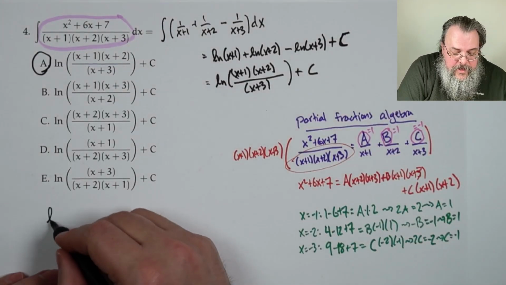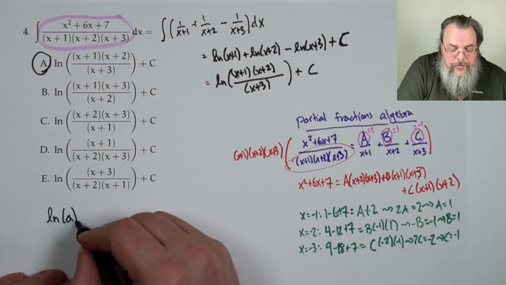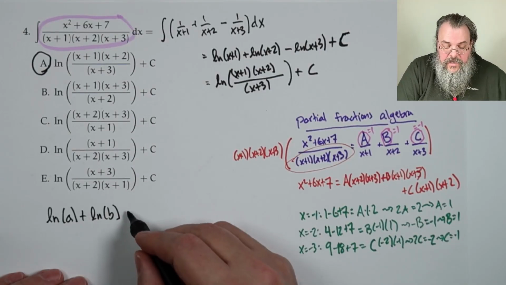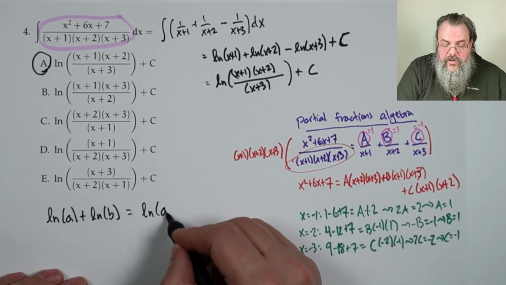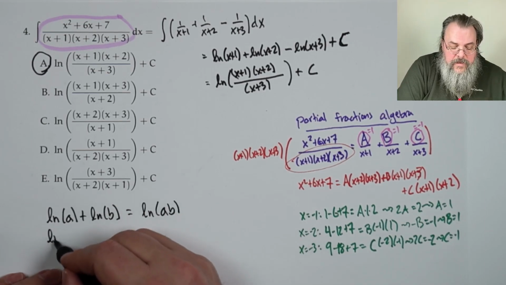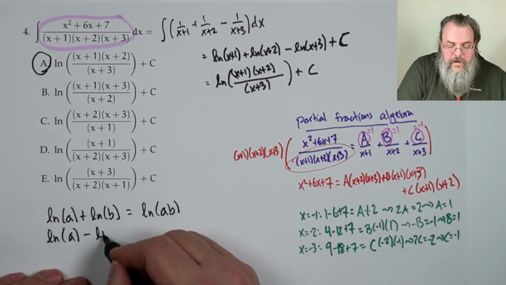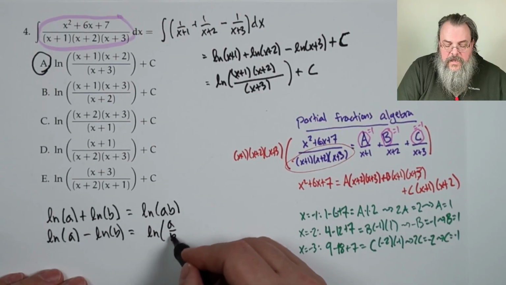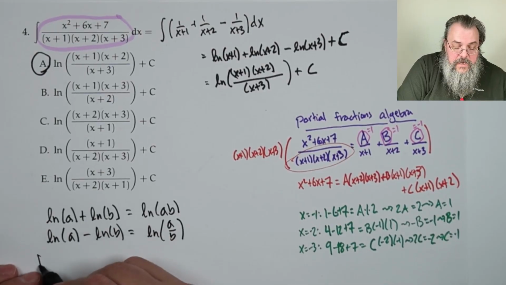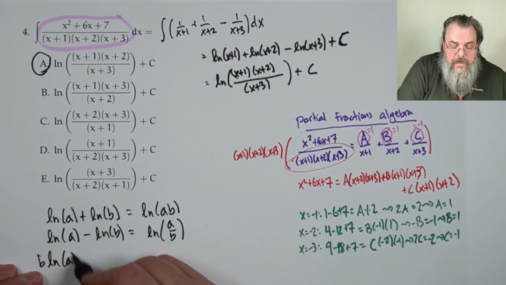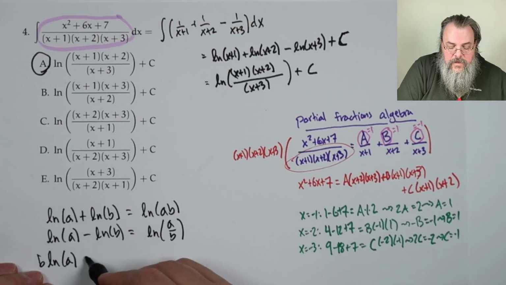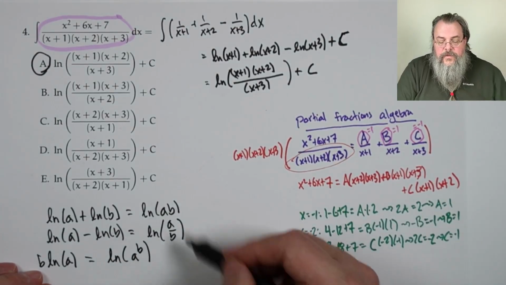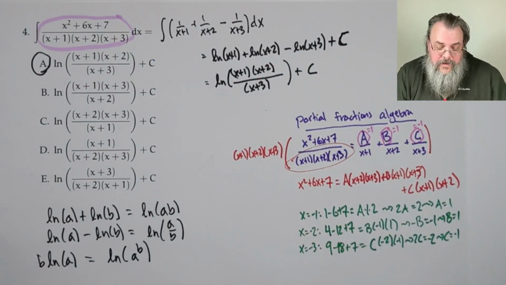All right, so for reference, I'm going to go ahead and write these rules down because they're not on the formula sheet, but they're good to know. Log A plus log B is log of A times B. Log A minus log B, that's log of A over B. And B times the natural log of A is equal to log A to the power B. So these are the rules you can use to simplify logs.